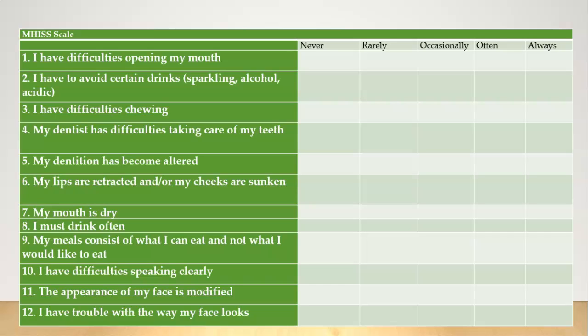Is your dentition changing? Is something changing in your dentition? Are your lips retracted, or your cheeks more sunken? Things like that. So this is a scale that a patient can answer: never, rarely, occasionally, often, always, to help you differentiate as their oral health changes as their autoimmune disease progresses.